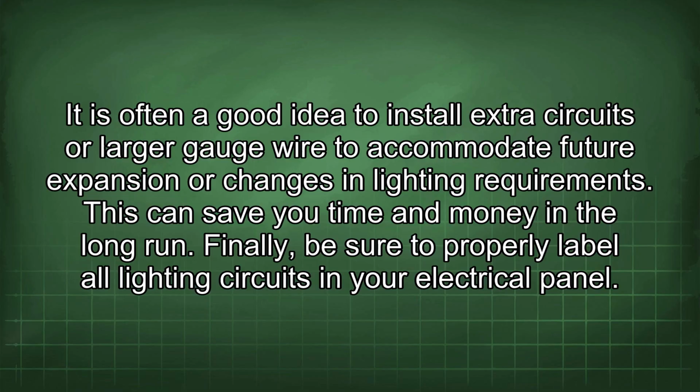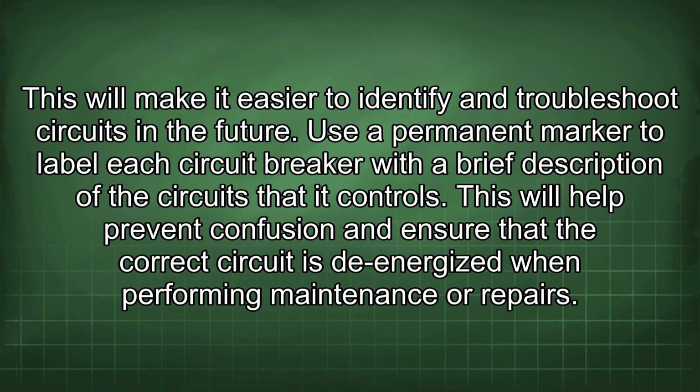Finally, be sure to properly label all lighting circuits in your electrical panel. This will make it easier to identify and troubleshoot circuits in the future. Use a permanent marker to label each circuit breaker with a brief description of the circuits that it controls. This will help prevent confusion and ensure that the correct circuit is energized when performing maintenance or repairs.